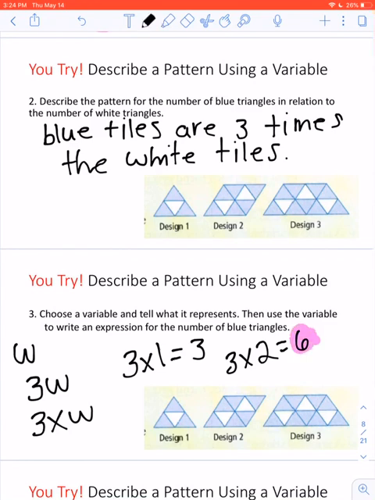Let's see if it works. When my white tiles are 3, are my blue tiles 6? Let's check.